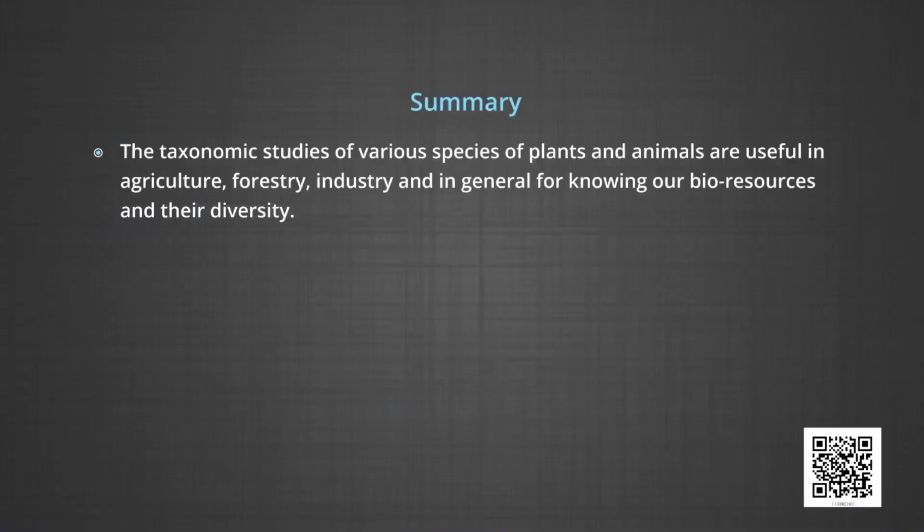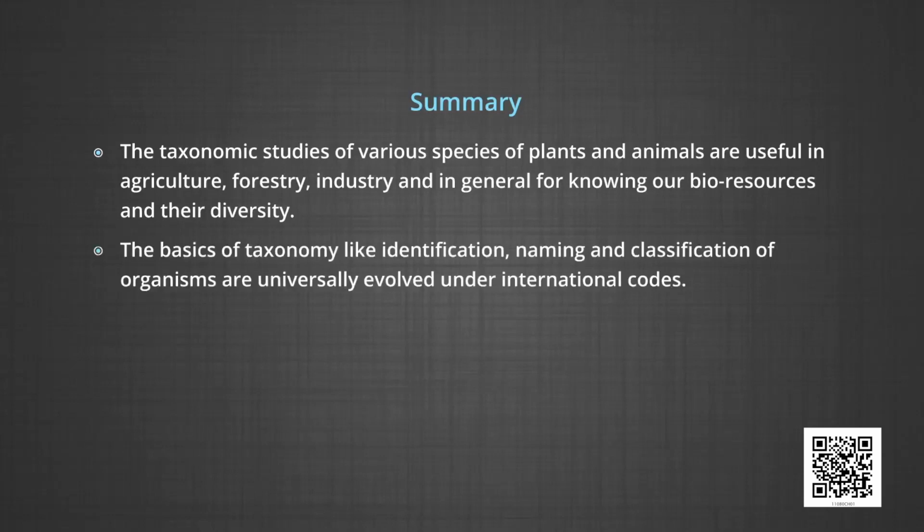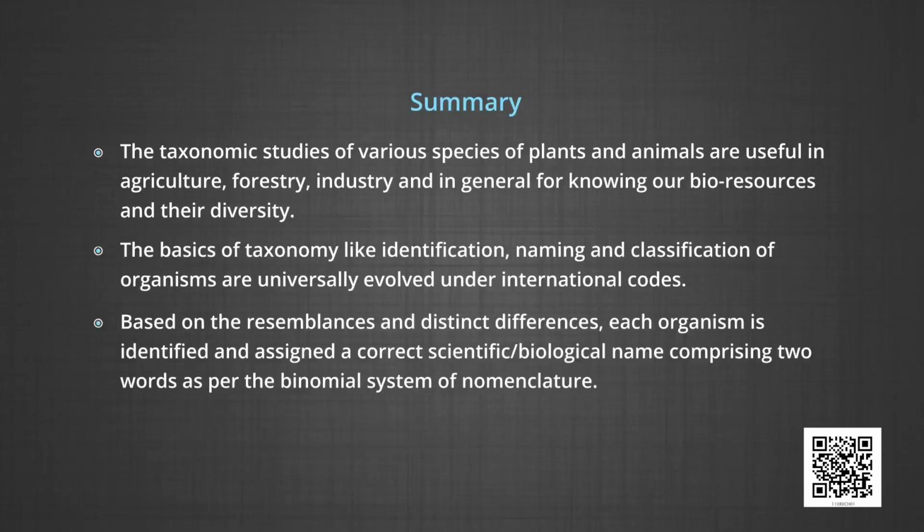The taxonomic study of various species of plants and animals is useful in agriculture, forestry, industry, and in general, for knowing our bioresources and their diversity. The basics of taxonomy, like identification, naming and classification of organisms, are universally evolved under international codes. Based on the resemblances and distinct differences, each organism is identified and assigned a correct scientific biological name comprising two words as per the binomial system of nomenclature.